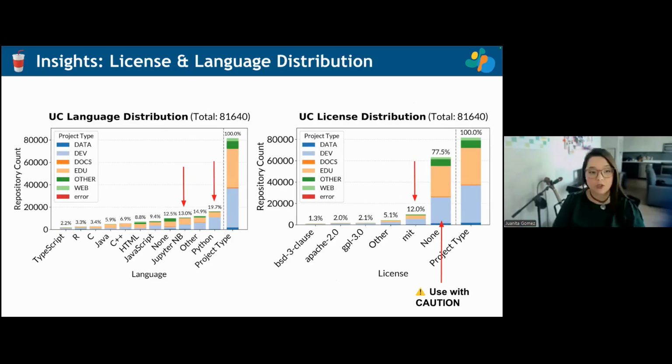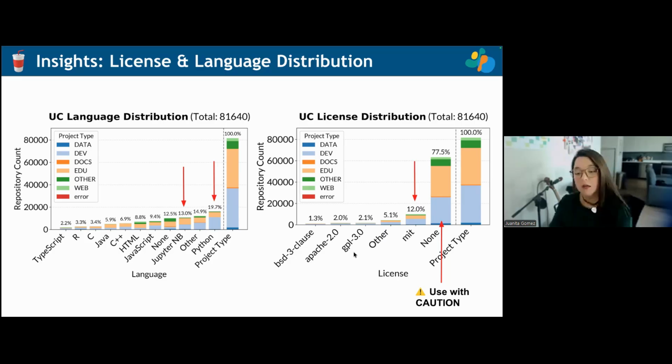After looking at the project type distribution, I went and looked at some insights. I was interested in language and license. I put the project type bar distribution in these little bars, so you can see the actual total and about what percentage that is. For this one, for example, most of the Python ones are dev, and Python is actually the most common language, which agrees with the latest GitHub report. And Jupyter has most of the education category here, which also makes a lot of sense.